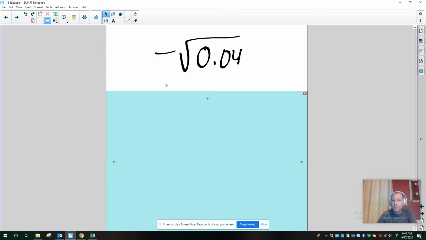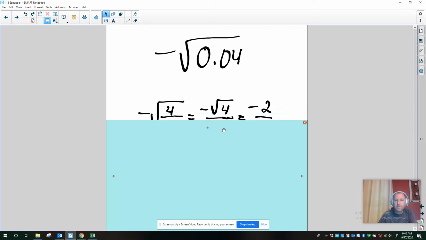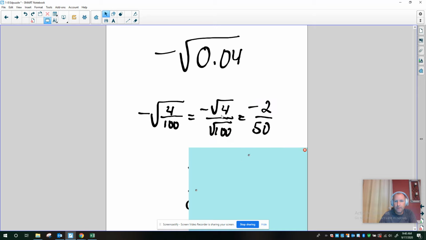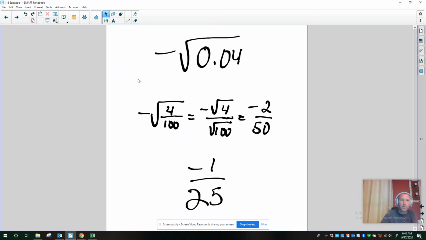Okay, so now we have a square root of a decimal. What we're going to do here first is change it into a fraction. We do that by reading this properly, which is 4 hundredths. Notice that it's negative. It stays negative the whole time. The square root of 4 is going to be calculated separately from the square root of 100. And you're going to end up with the square root of 4 is 2, the square root of 100 is 10, and then that reduces down to negative 1/5.